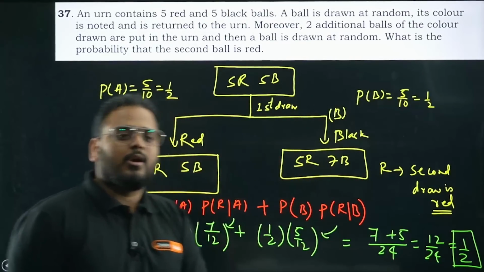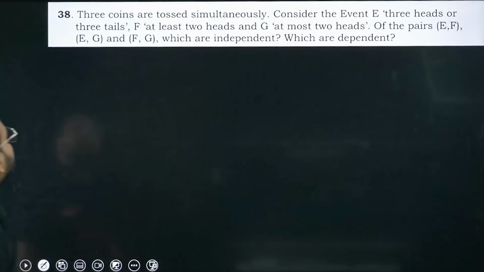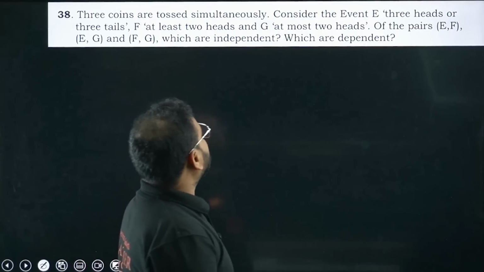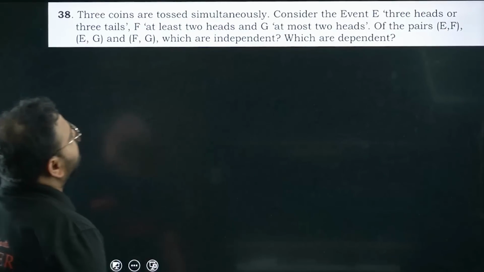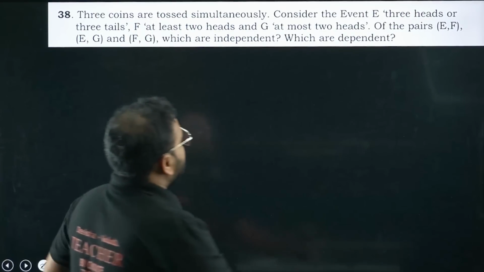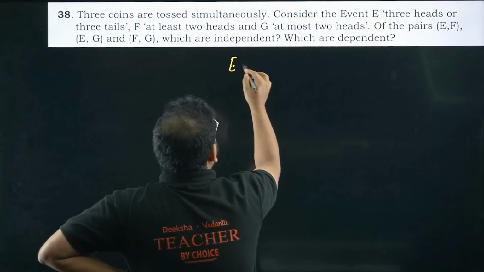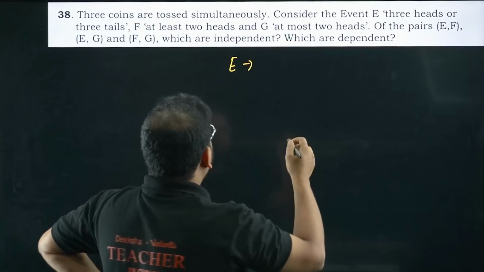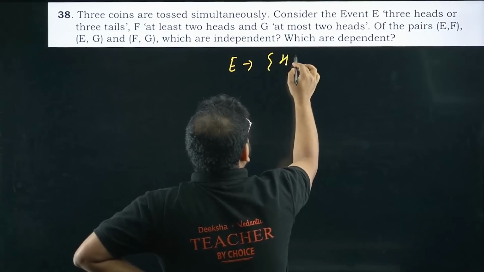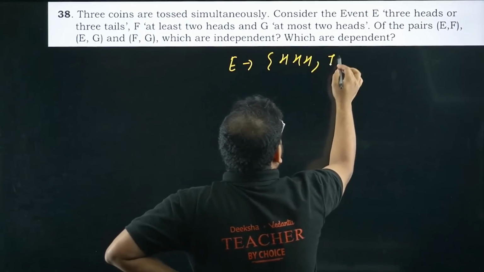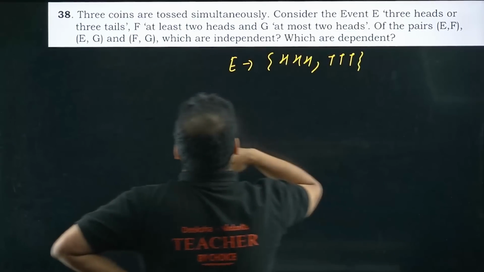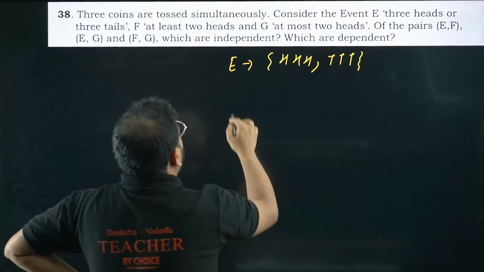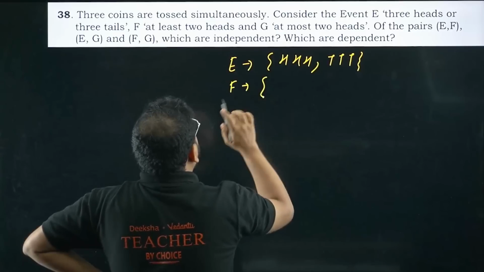Okay, chaliye. Moving on to question number 38 now. 3 coins are tossed simultaneously. Consider the event E: 3 heads or 3 tails. Okay, E is 3 heads or 3 tails, so only 2 cases are there: HHH or TTT. These are the 2 cases. Okay, and F is at least 2 heads. F is at least 2 heads.